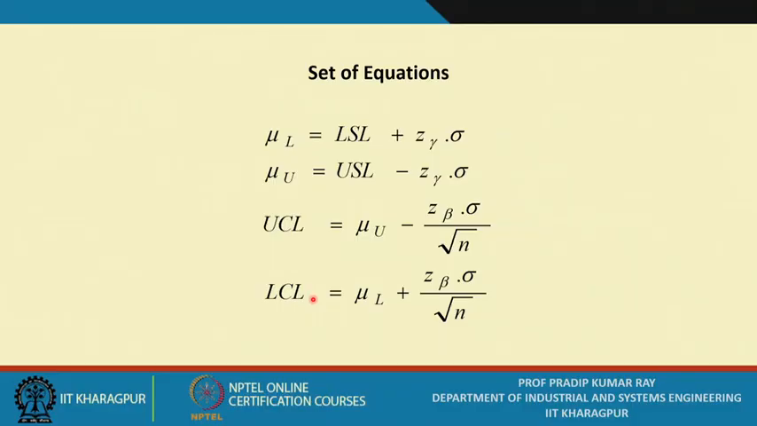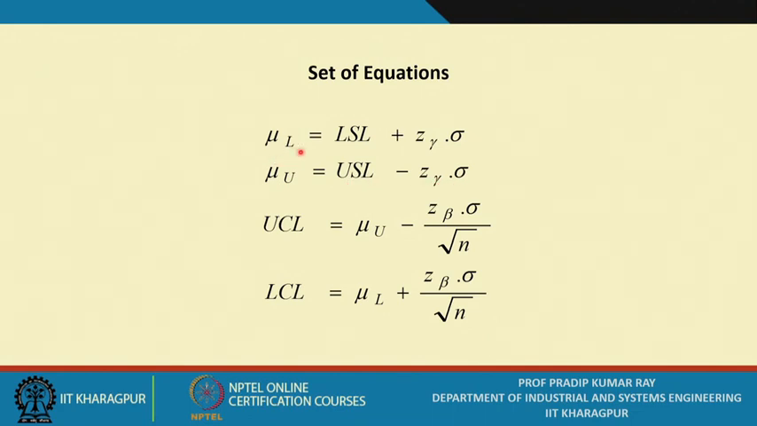Is it clear? Whereas whenever you refer to the specification limit, we are referring to the distribution of X or the individual values. Now what are these set of equations? If you refer to this figure, you will find that mu L is equal to LSL plus Z gamma into sigma. You refer to the first figure, that means the distribution of X or the individual values. And similarly you get mu U is equal to USL minus Z gamma into sigma.